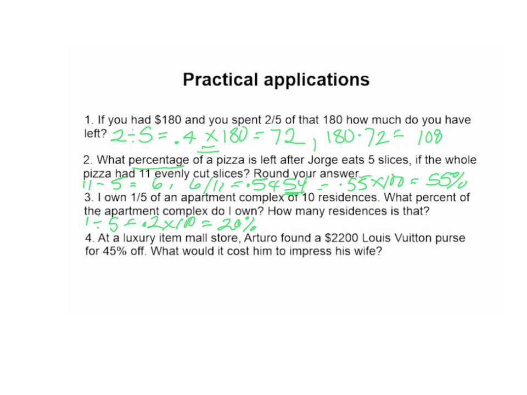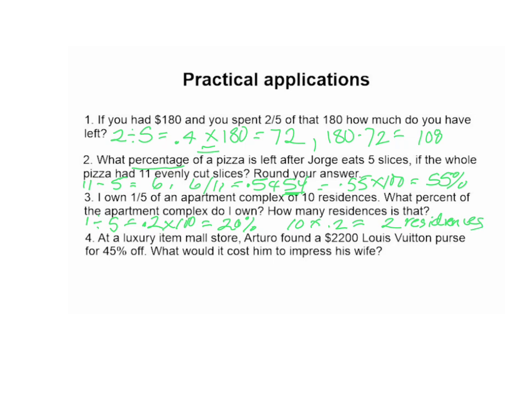Then it says how many residences is that. So I know there are 10 total residences and I own 20%. So 10 times 0.2 equals 2 residences. Hope you got that.